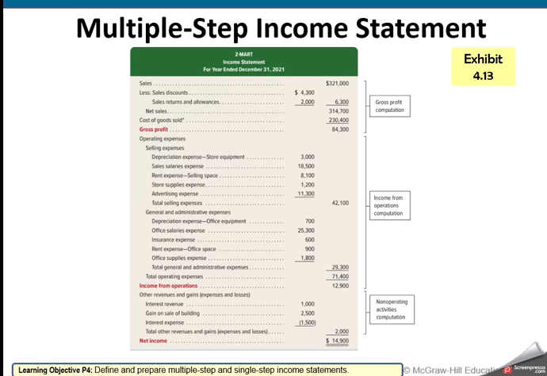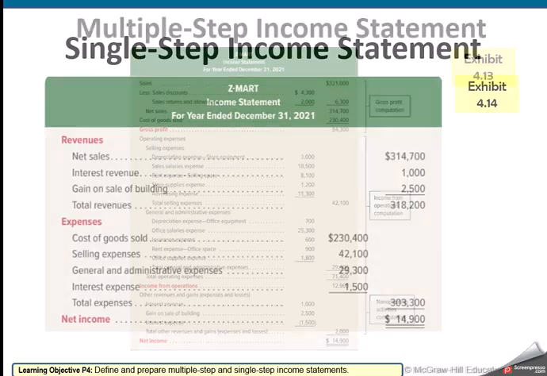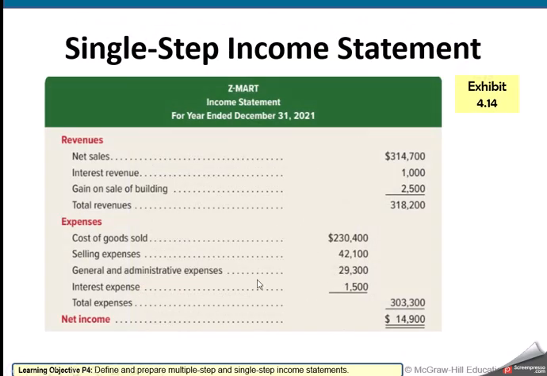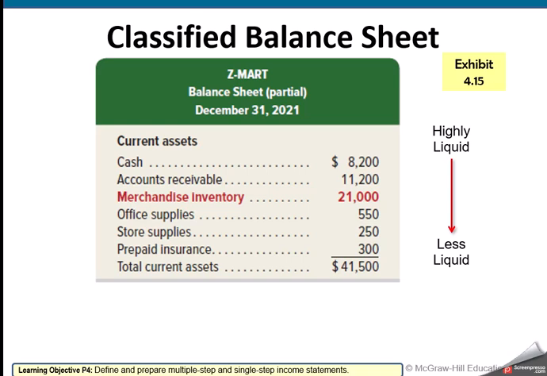Again, this might be something to print out and just have some of these key documents in a little file folder that you can pull out and use when you need to. And then it compares it to what we had done in chapter 3, which was just that single step income statement. Now that we already did the classified balance sheet in chapter 3, this is just showing you that merchandise inventory is right in our current assets, right under accounts receivable.